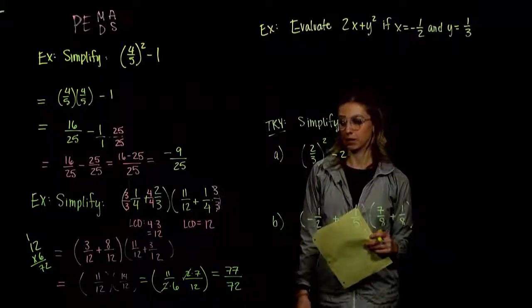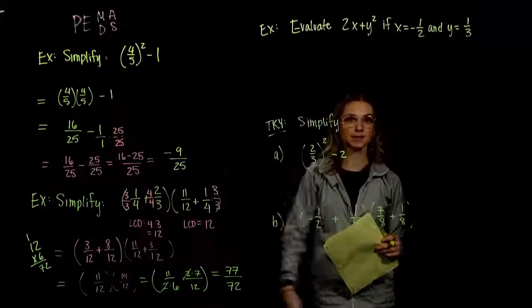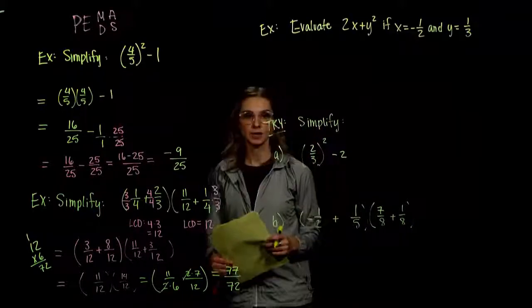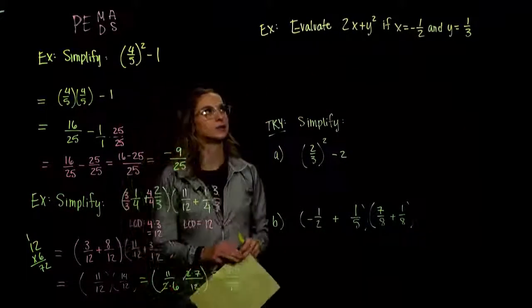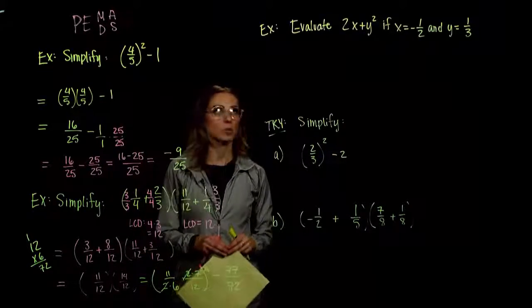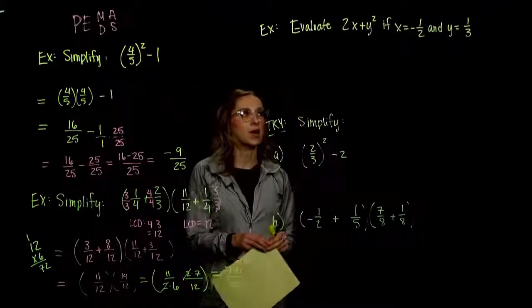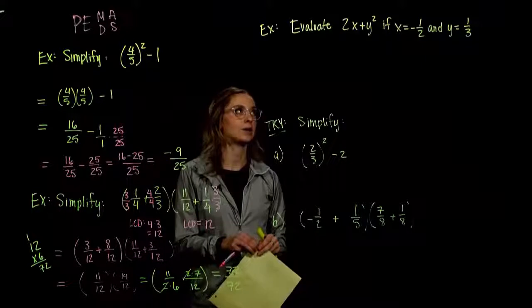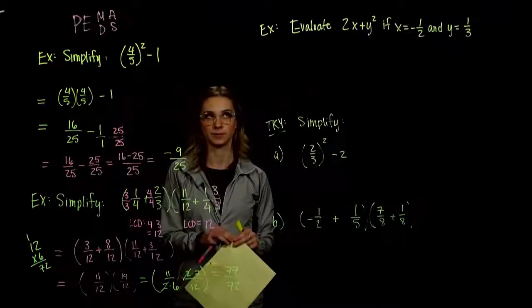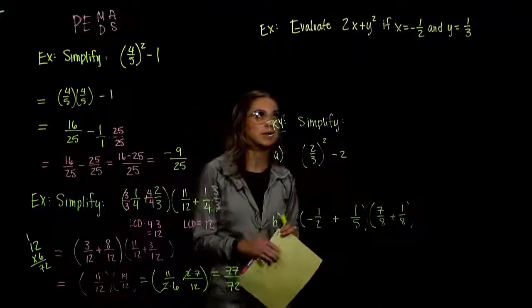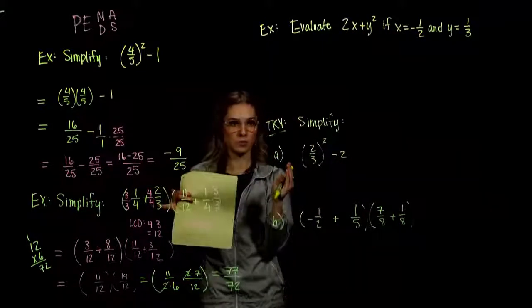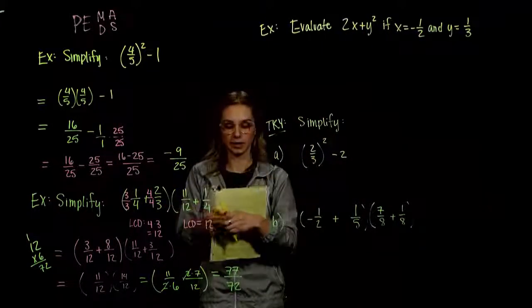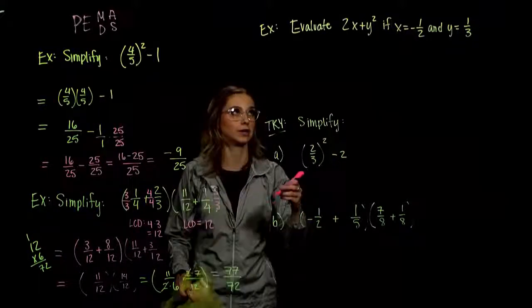Okay. They're tricky ones, but we're still following the same order of operations. So let's practice if we have to plug in the x and the y values into our expression. We want to evaluate 2x plus y squared if x is negative 1/2 and y is 1/3. So whenever we're plugging in a value for our variable, make room for the thing and then plug it in. Parentheses are never going to hurt us.